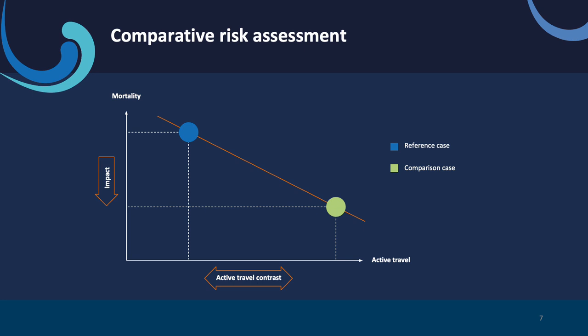HEAT applies a comparative risk assessment approach. Basically, the situation for the reference case is compared to the situation of the comparison case. The key information that is different between the two cases is the level of active travel, walking and/or cycling, but other differences, including population size, mortality risks, and motorized modes, among others, may be considered too. This difference in active travel translates into a change in mortality based on the underlying scientific evidence from epidemiologic studies. We refer to this impact on mortality as premature deaths avoided. You can think of it as preventable by active travel, or attributable to active travel.